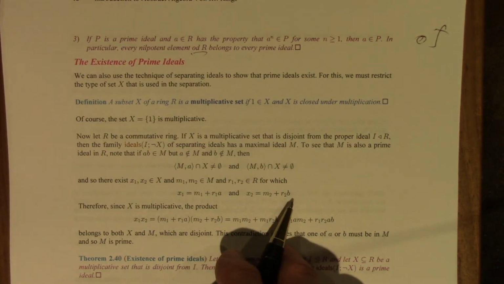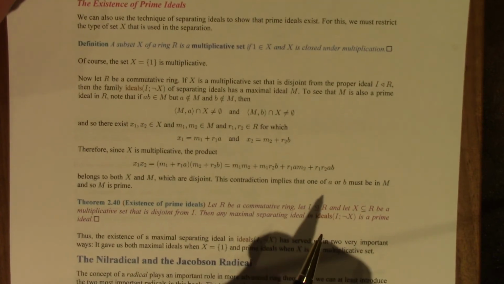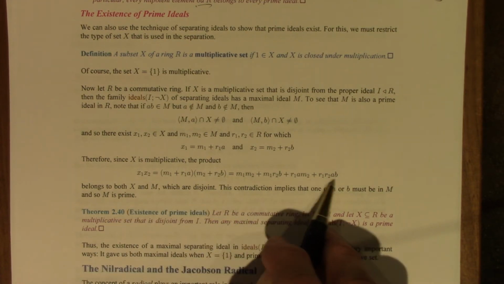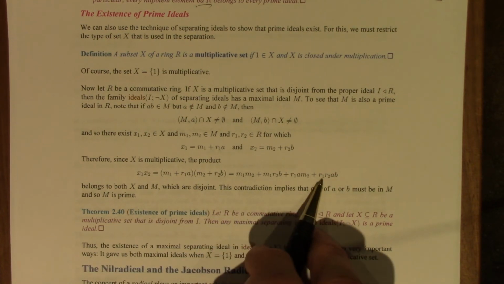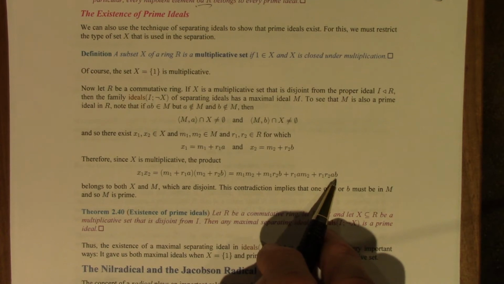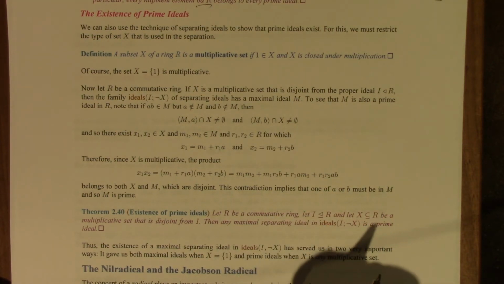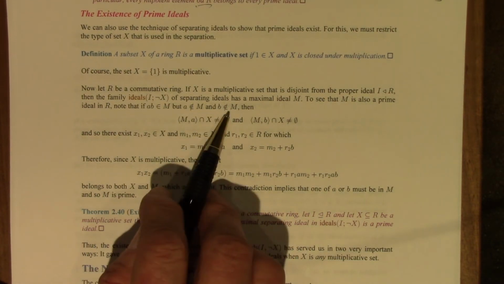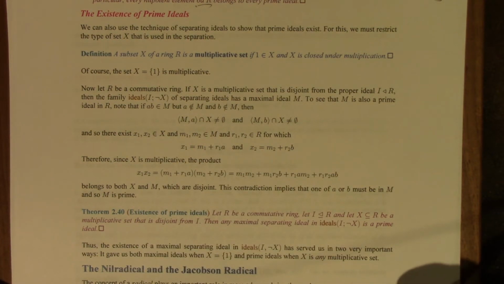Well, since X is multiplicative, we stare at these and we realize we better multiply them together. x1 x2 belongs to X. And when you write it out, you see every one of these terms belongs to M, because AB is in M. But X and M are disjoint. So that's a contradiction. It tells us that one of A or B actually has to be in M, and so M is prime.